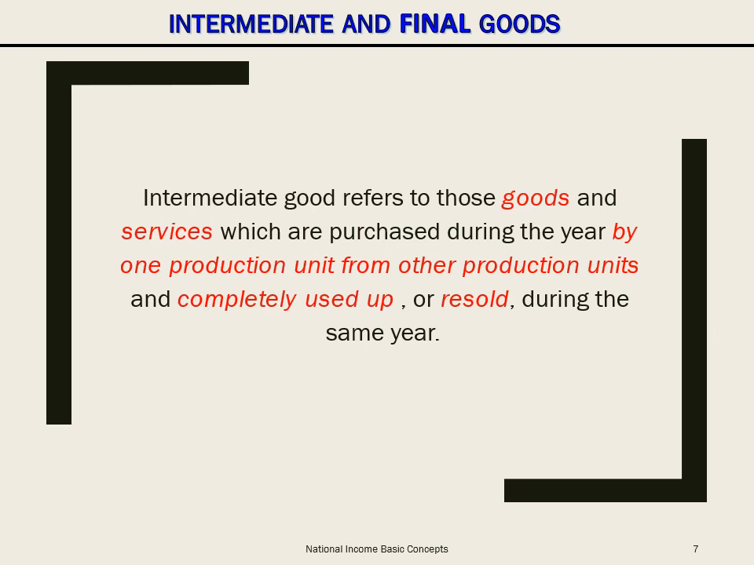First part of the definition of intermediate goods is that they are either goods or it can be also services. Another part is it's being purchased by one production unit from the production unit during a year. The third and the most important part is it gets completely used up. So all those goods which are purchased and gets completely used up, by the term completely used up, it means the original good loses its original form.